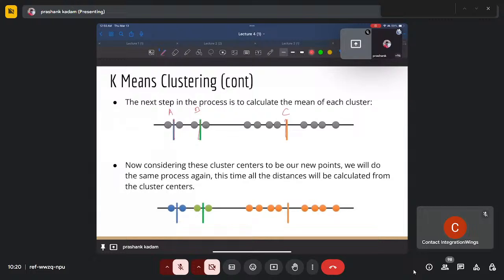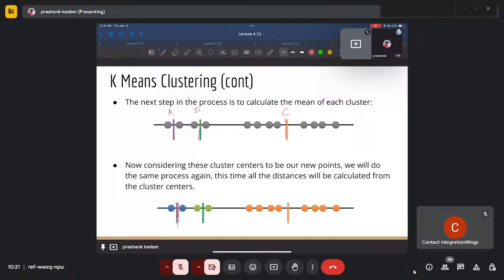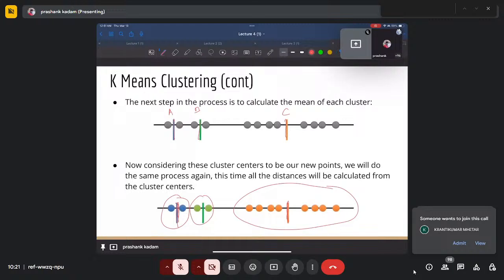Now, considering these are the cluster centers, we will again do the same process of calculating the distances between each point and the cluster center, right? We do that again, and we again get the same values because nothing much has really changed here, right? So this is again the same, since all the data points are lying around the same area. That's why our algorithm has stagnated at this point.